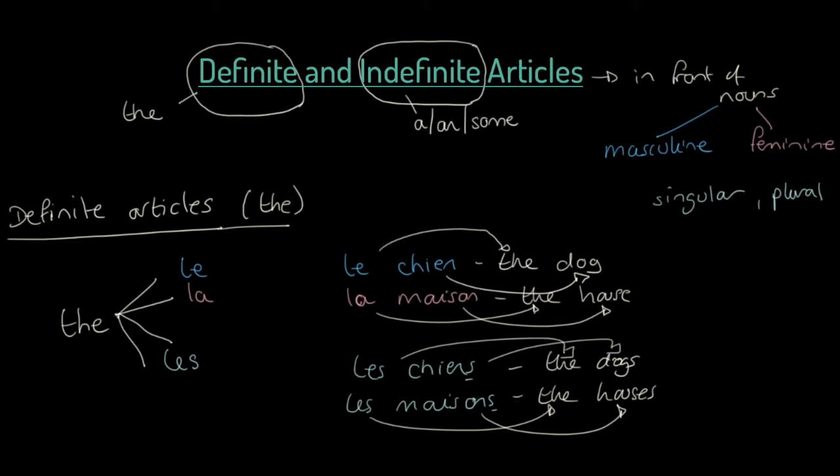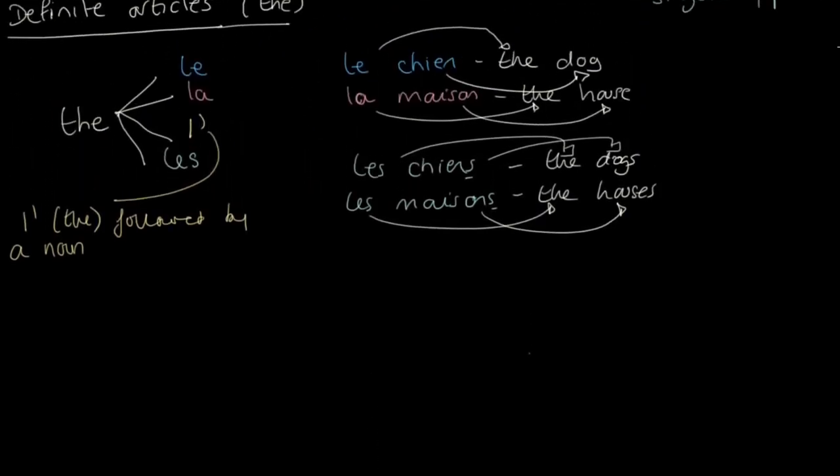The final one then, you might be wondering why on earth I've left a little gap in here. That's for our L apostrophe. Now, L apostrophe is used to mean the when it's followed by a noun. Followed, terrible handwriting, I'm very sorry about that. Followed by a noun starting with a vowel or silent H. So let's give you some examples then. Let's go with l'hôtel.